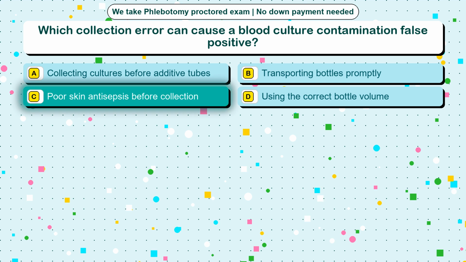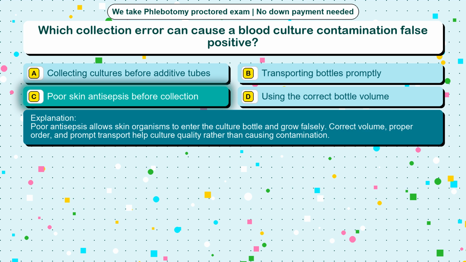The correct answer is option C. Poor skin antisepsis before collection. Poor antisepsis allows skin organisms to enter the culture bottle and grow falsely. Correct volume, proper order, and prompt transport help culture quality rather than causing contamination.